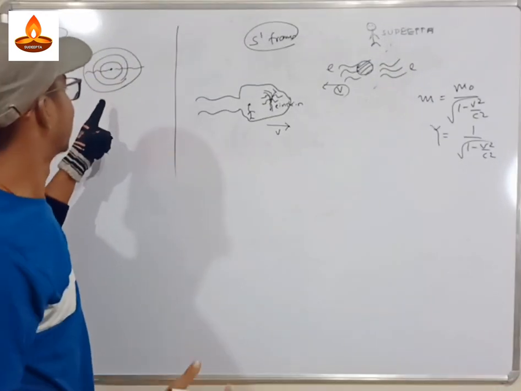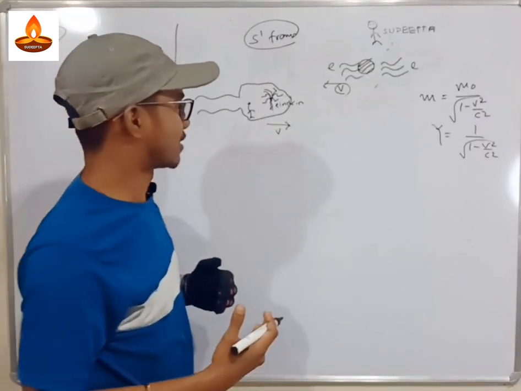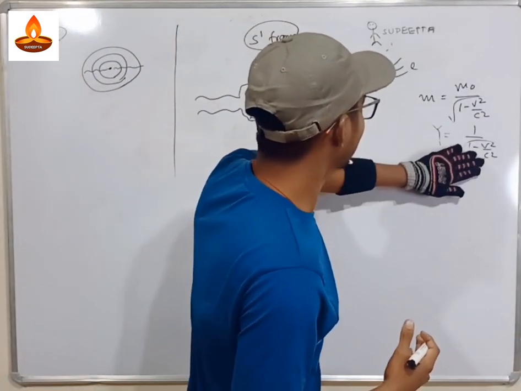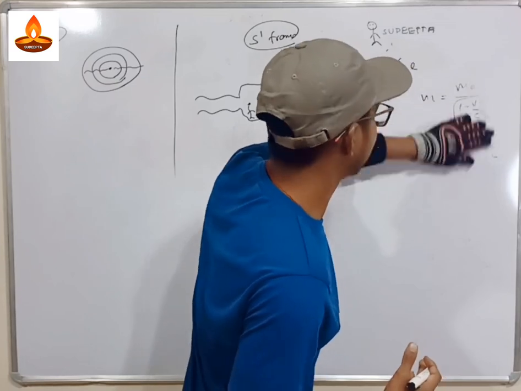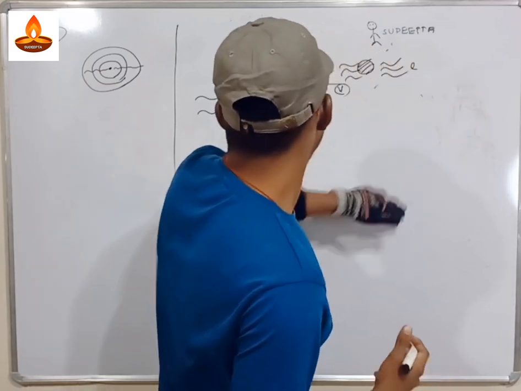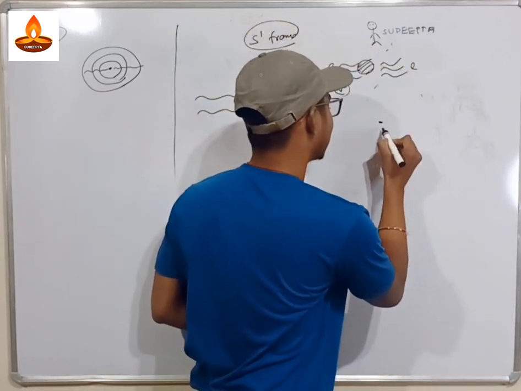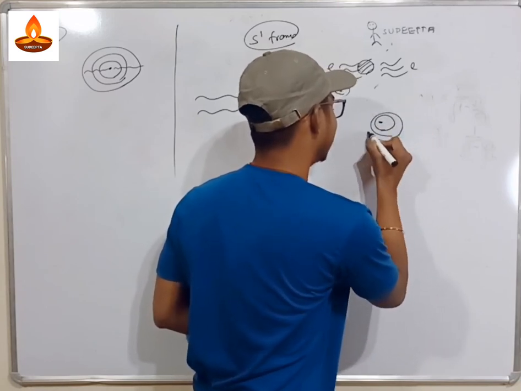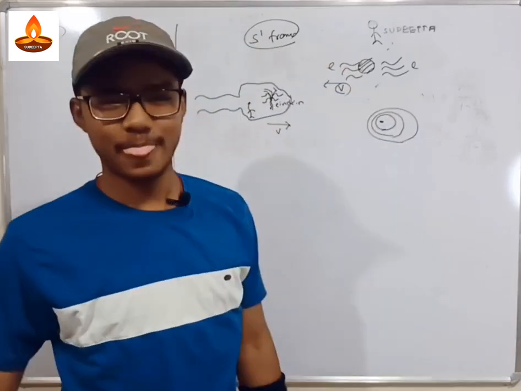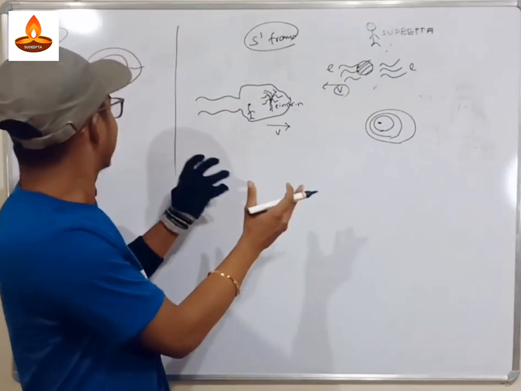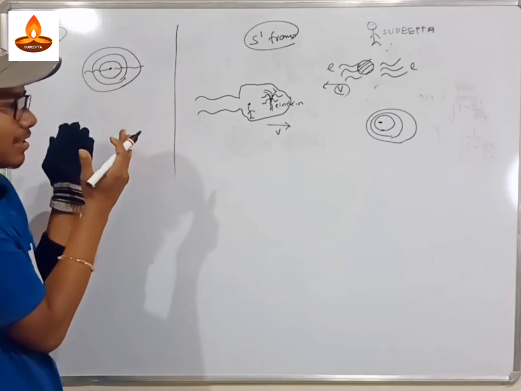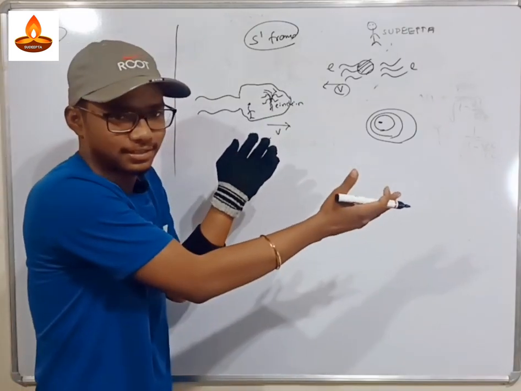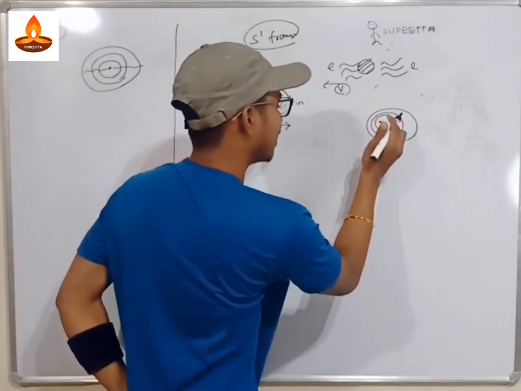That means the waves look different to us. How does it look? Let's see. It looks like this. Oh my God, you know what happened? This is the actual thing. As we are going in the rocket, it looks like it's scrunched. It shrank.